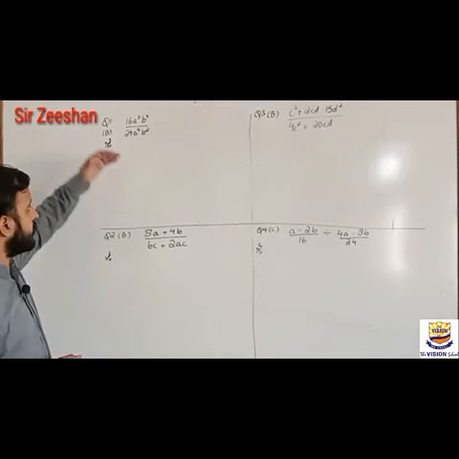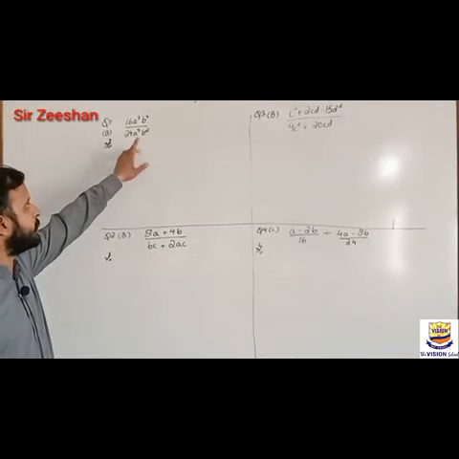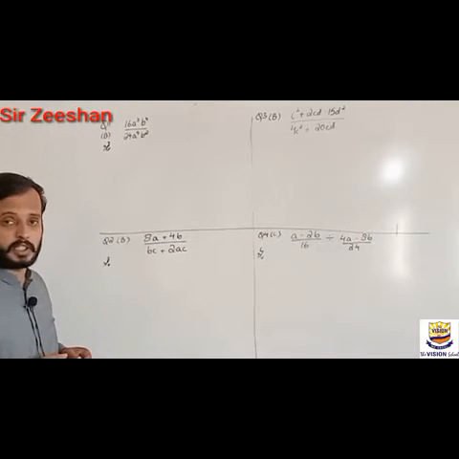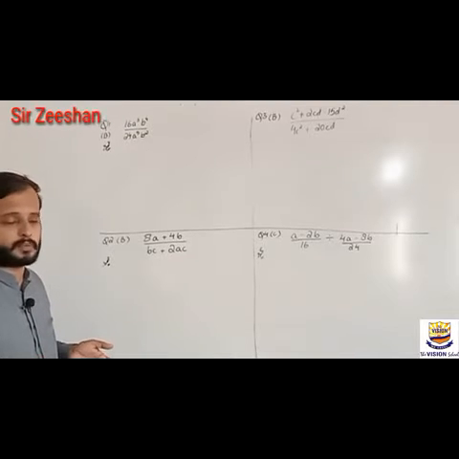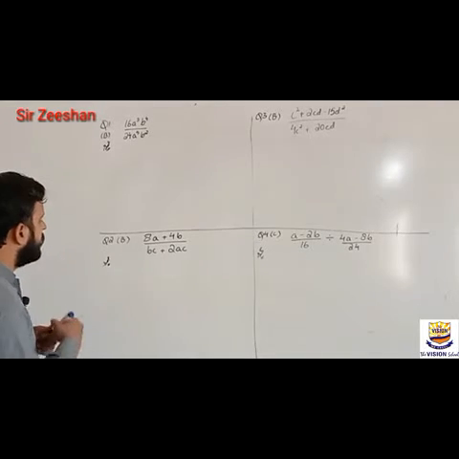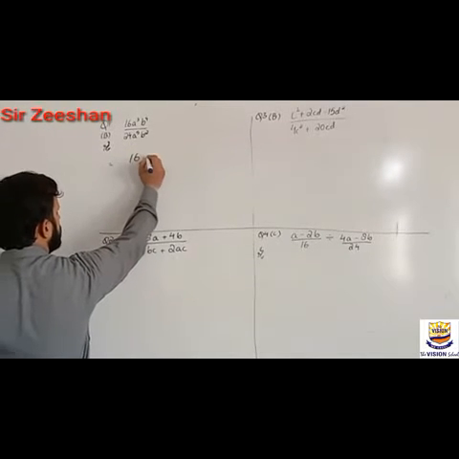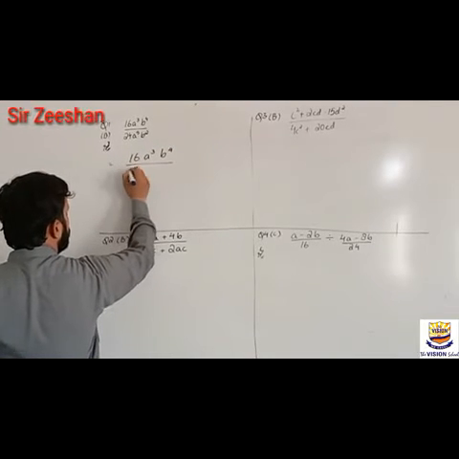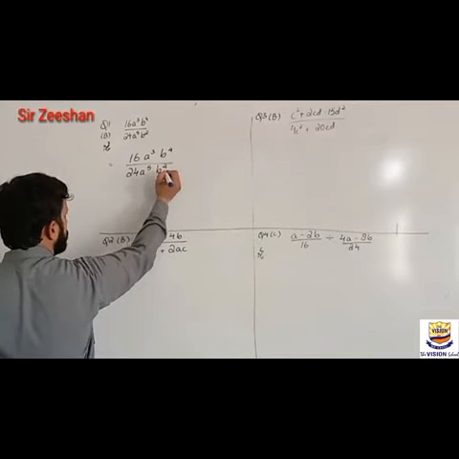Dear students, as you can note here in this question, there is no plus or minus sign in between the variables or coefficients. This means we cannot apply any formula, or break the middle term, or take common from these values. It means we are going to cancel it directly. How? Let's learn it. First of all, let's write this question once again: 16 a cube b power 4 upon 24 a power 5 b square.